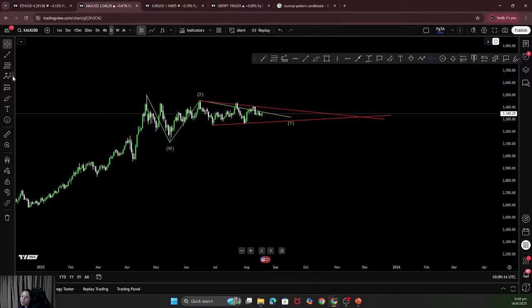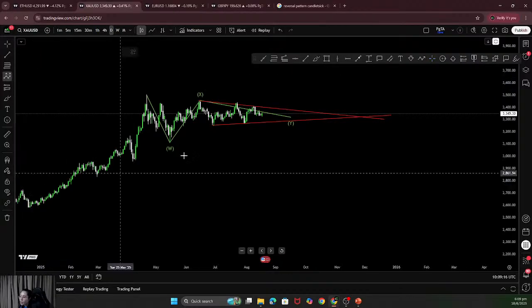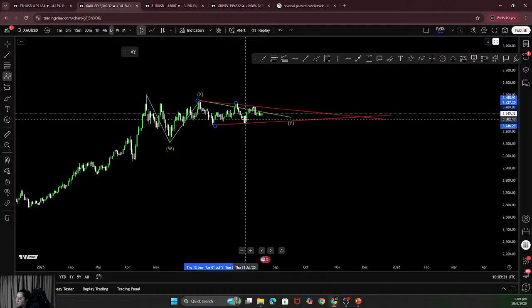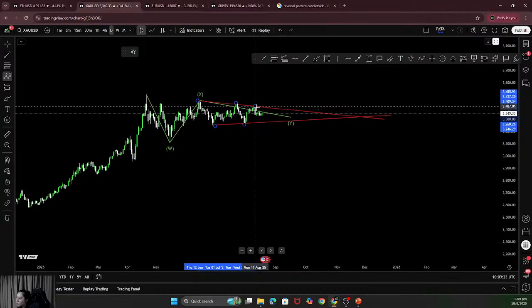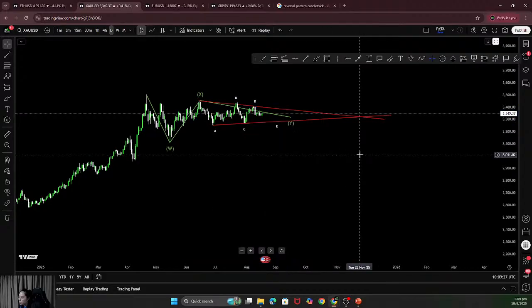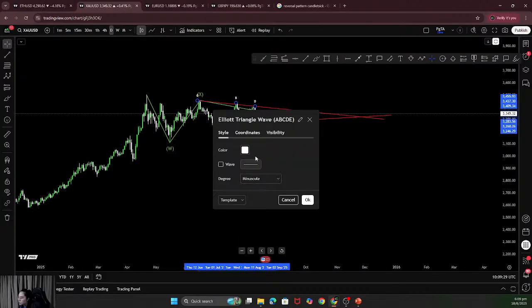Within W, X, and Y, within the Y, there's usually a B, C, D, and then we're probably finishing the E. Let me change this to a different color. Why are the lines not around?